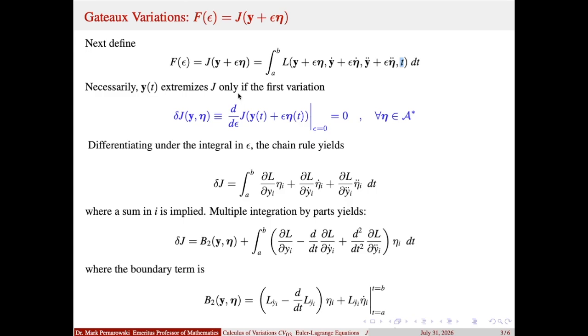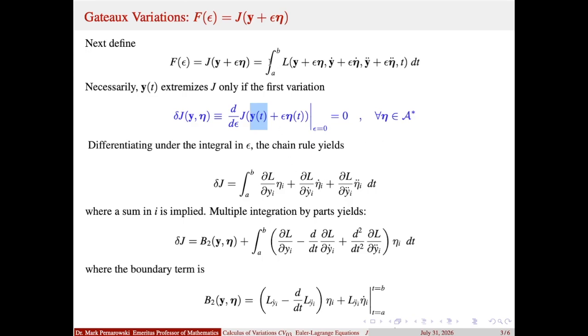So I have to look at this integral here, and what I'm going to do is I need to find the derivative of that integral in epsilon. And when I'm done with that, set epsilon equals 0, and that will mean evaluating everything simply at y and not the sum. So I need this delta J, first Gateaux variation, to vanish for all the etas in the admissible set A star. Okay, how do we do that?